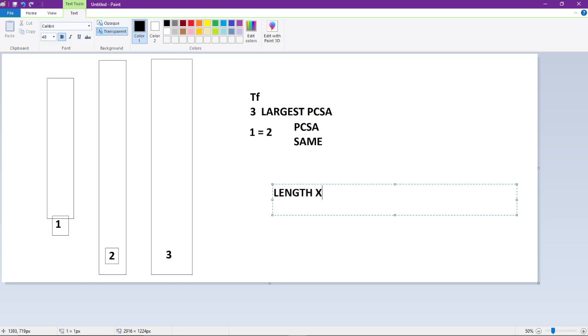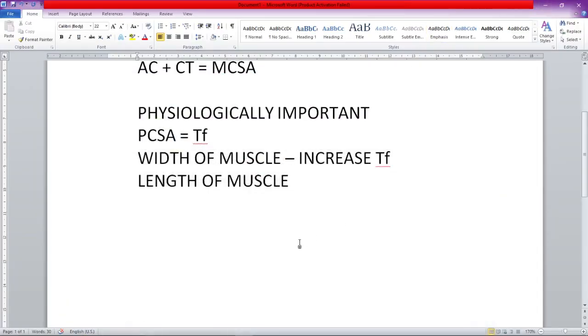The length of the muscle doesn't matter at all in the production of the tensile force, but the width does. So the width will increase the tensile force generation if the physiological cross-sectional area increases. So as the width increases, the PCSA and MCSA will increase, and with that the tensile force generation will increase. So the wider the muscle, the more of the tensile force it can produce. So the length of the muscle doesn't help at all in producing more tensile forces.